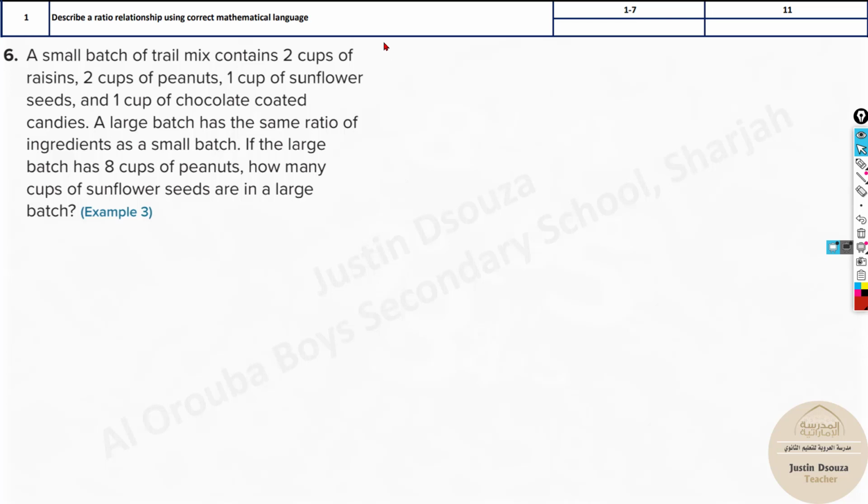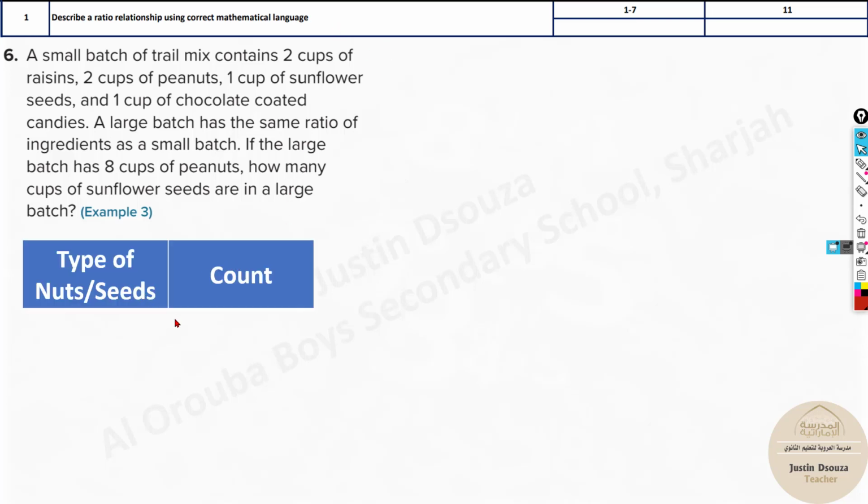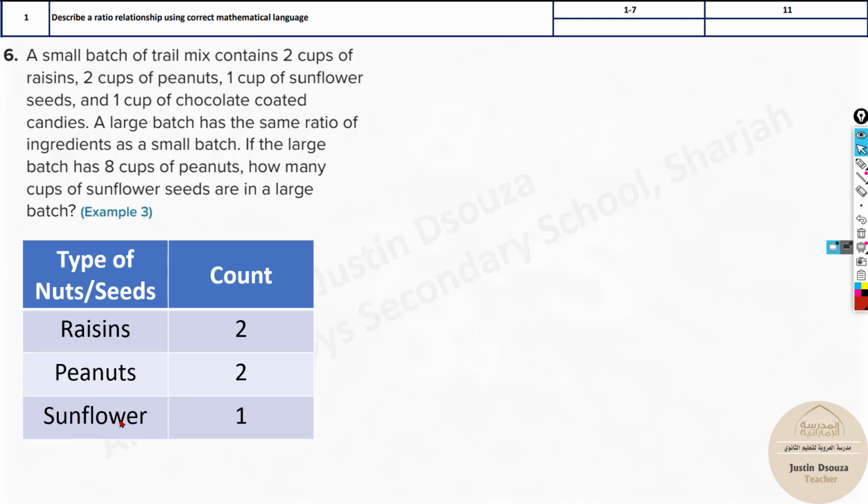And now the same thing over here. Please do it by yourselves. You can see the table is done. All the given things are there about raisins, peanuts, and sunflowers. And then what? Okay, chocolate is also there. And then what is required? Peanuts and sunflower. So write the ratio of this.